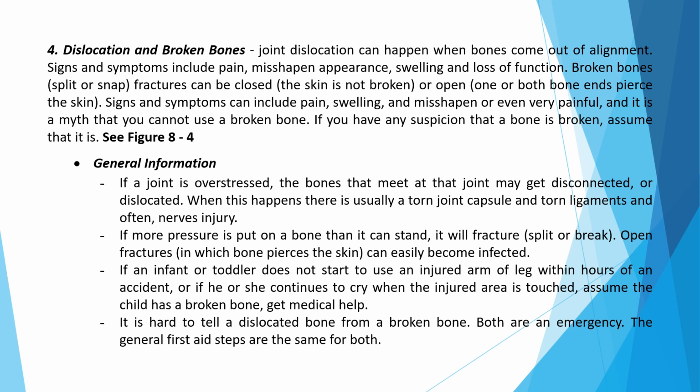Okay, general information: if a joint is overstressed, the bones that meet at the joint may get disconnected or dislocated. When this happens, there is usually a torn joint capsule and torn ligaments and often nerve injuries. If more pressure is put on the bone than it can stand, it will fracture, split, or break. Open fractures in which bones pierce the skin can easily become infected. If the infant or toddler does not start to use an injured arm or leg within hours of an accident, or he or she continues to cry when the injured area is touched, assume the child has a broken bone. Get medical help. It is hard to tell a dislocated bone from a broken bone. Both are emergencies. The general first aid steps are the same for both.